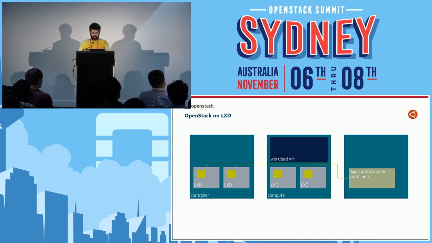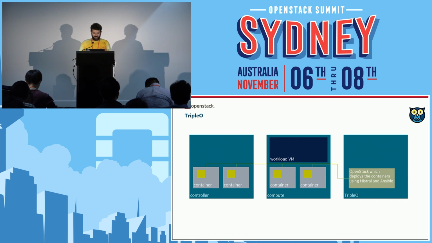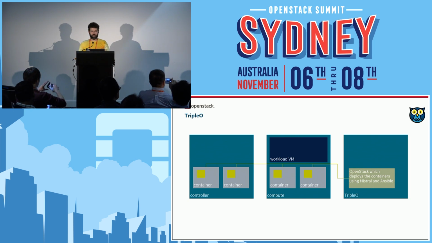Also, there is a project mostly driven by Ubuntu to run OpenStack in LXD. These are Ubuntu's so-called machine containers, and they can start OpenStack services inside LXD containers, and manage the whole deployment and upgrade of the containers with Juju, which is their automation tool. And there is also TripleO, which is now in Pike, introducing the possibility to run the OpenStack services inside containers. TripleO is deploying OpenStack from another OpenStack.